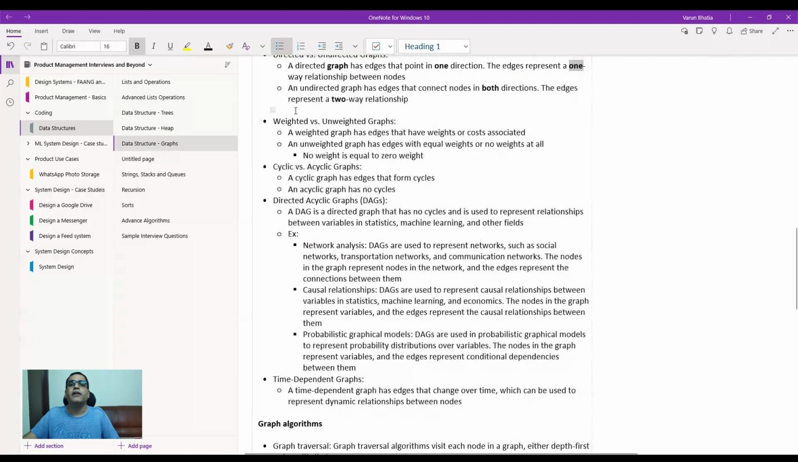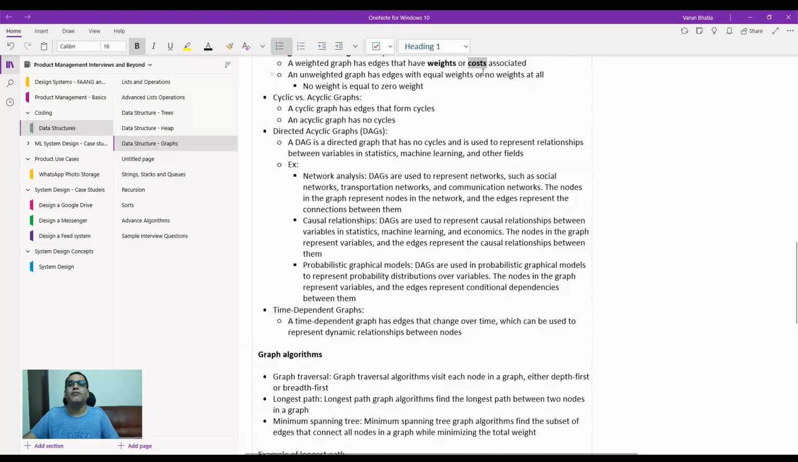Weighted versus unweighted is pretty straightforward to understand. Weighted graphs are where the edges are given weights, or there is a cost associated. If you have an unweighted graph, there will be equal weightages, or there will be no weights at all. No weight is equal to, obviously, zero weight, right? And then you can also have cyclic and acyclic graphs. A cyclic graph has edges that form cycles. So basically, you might have four nodes. Starting at one node and then completing the loop back to it, right, could be called a complete cycle, and that will mean it is a cyclic graph. An acyclic graph has no cycle.